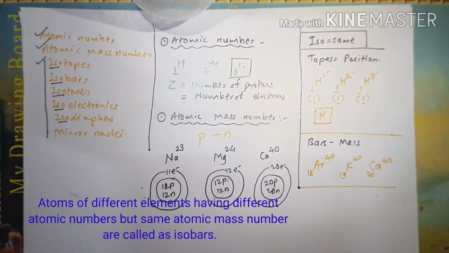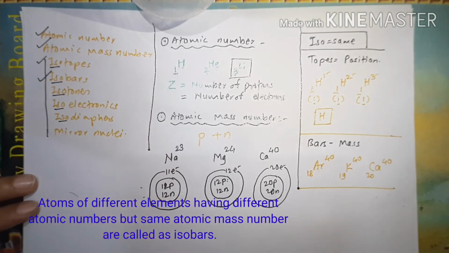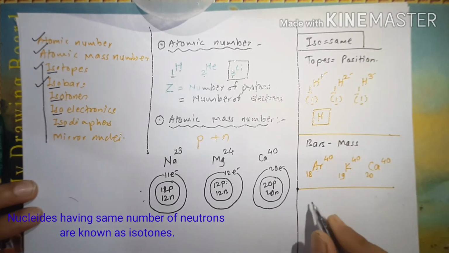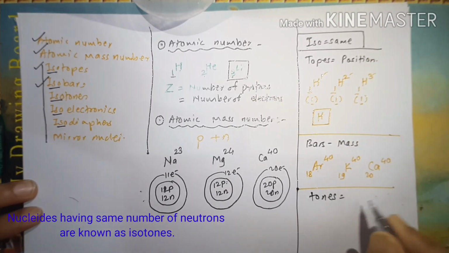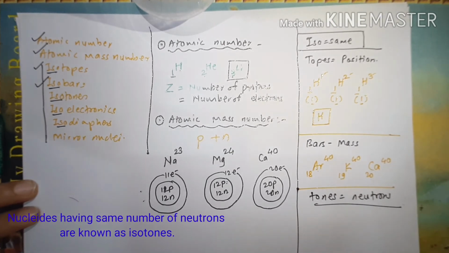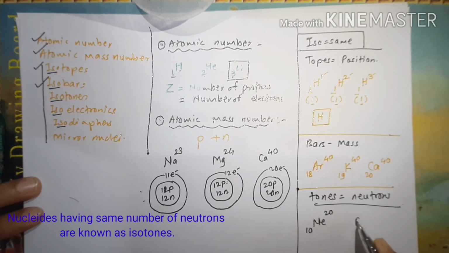Okay, now isobars is over. Isotones. We know iso means same. Isotones means the same number of neutrons. The species having the same number of neutrons are known as isotones. For example, neon with atomic number 10 and atomic mass number 20, and fluorine with atomic number 9 and atomic mass number 19.